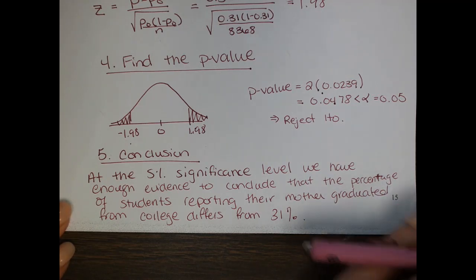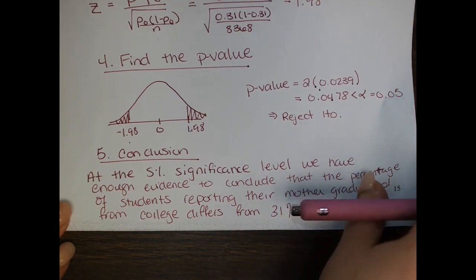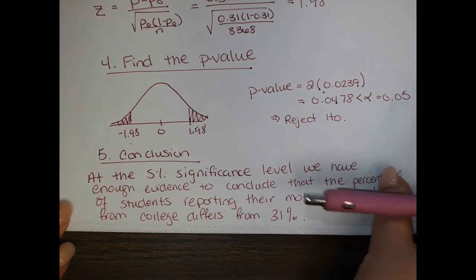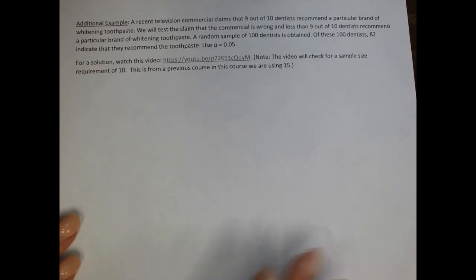On the next page, you have another example that you can try on your own, and you'll notice for that example, there's a separate YouTube video linked that goes through the solution. This was made for a previous class, so do note that on the sample size check there, it's going to ask for the requirement of 10, but your book for this course uses the 15.